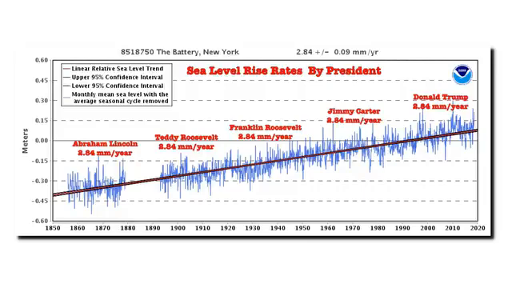Sea level has been rising at the same rate for thousands of years. This graph from NOAA is made from data from the tide gauge at Lower Manhattan. It shows that sea level has been rising at a steady rate since the middle of the 19th century. Abraham Lincoln, 2.84 millimeters per year. Teddy Roosevelt, 2.84 millimeters per year. Franklin Roosevelt, 2.84 millimeters per year. Jimmy Carter, 2.84 millimeters per year. And during Donald Trump's first term, it's also 2.84 millimeters per year. In other words, there's no indication that humans have had any impact on the rate of sea level rise.